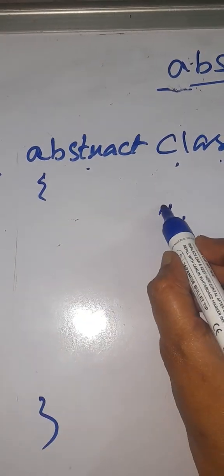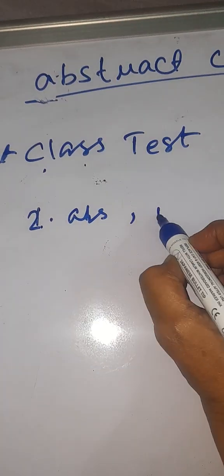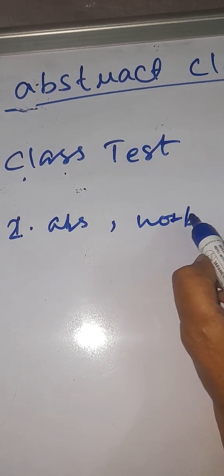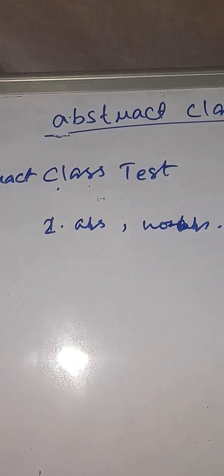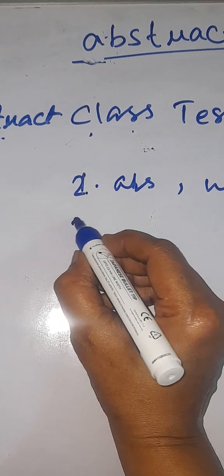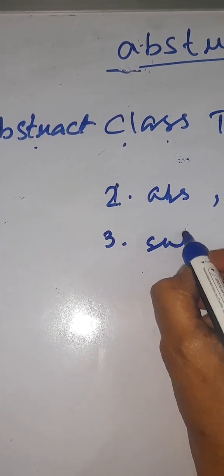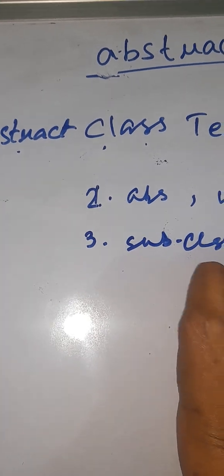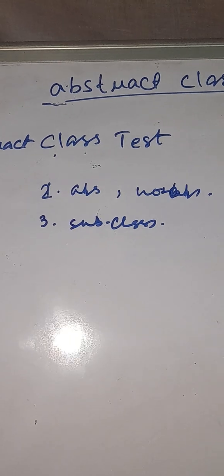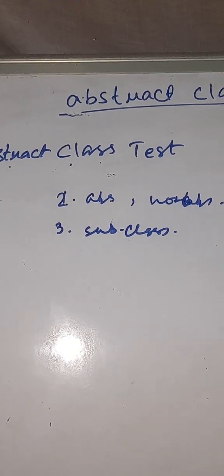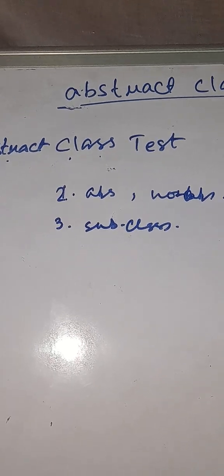The second point is that within the abstract class you can declare abstract methods and non-abstract methods, both. That is your option. You can use abstract methods or non-abstract methods, or both, anyone you like. And the third point is that when you declare any class as abstract, you have to declare a subclass, because within the subclass you can override your abstract method, and you can access any methods of the abstract class with the help of the subclass object.